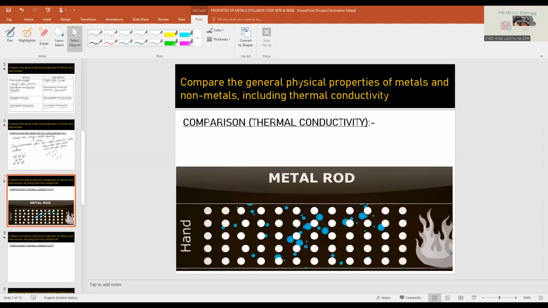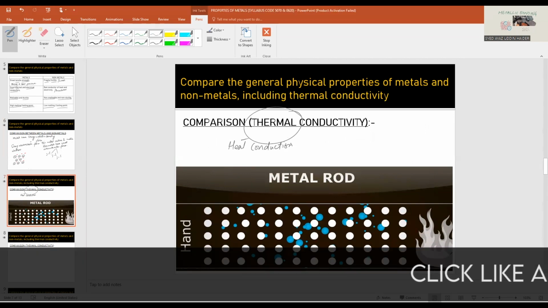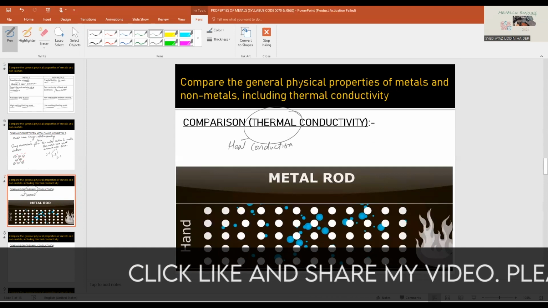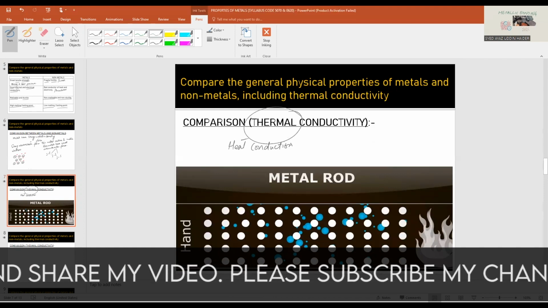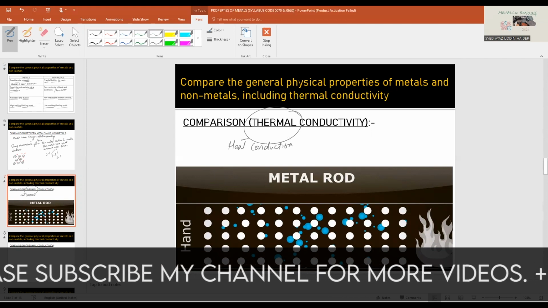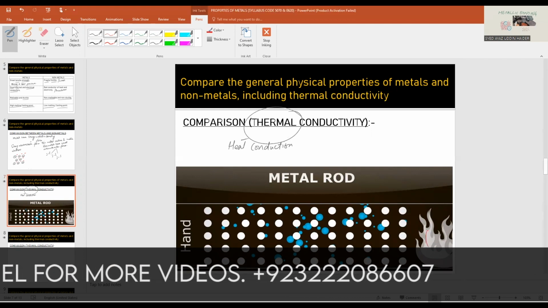Now let's talk about thermal conductivity. What do you mean by thermal conductivity? When you talk about thermal conductivity, it means conduction of heat, heat conduction. Now metals have a good tendency of showing thermal conductivity as well as electrical conductivity. For instance, there's a rod here, you can see. On the right hand side, there's a fire. This is fire.